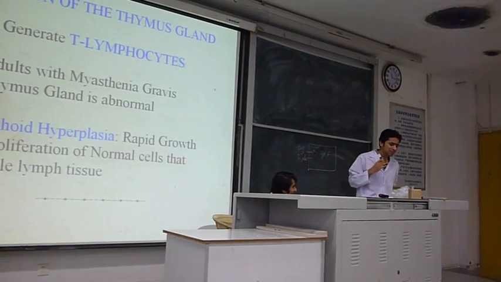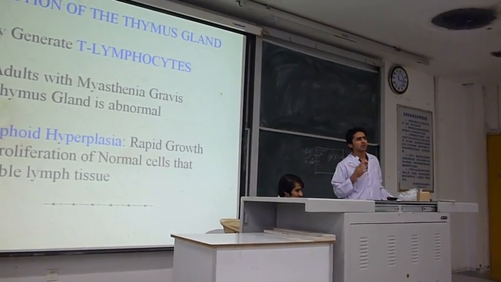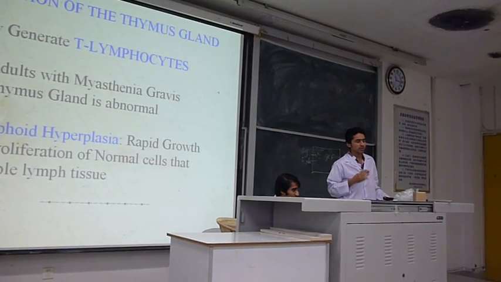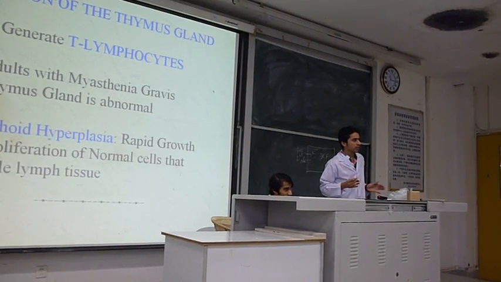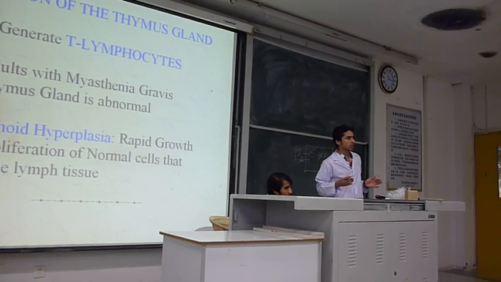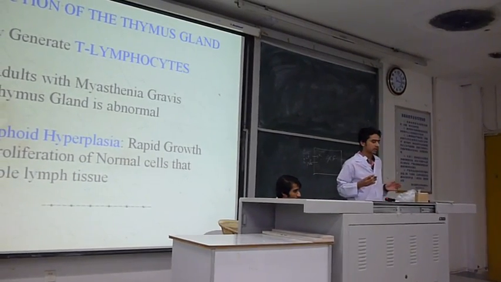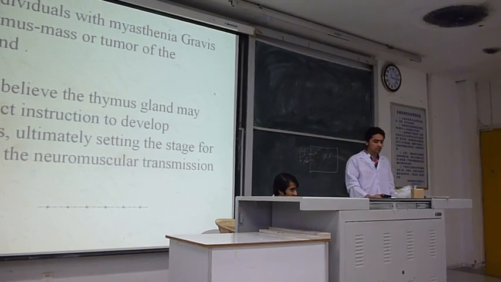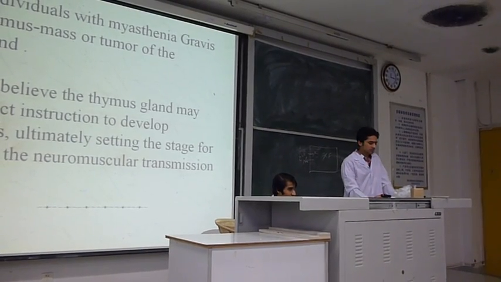In adults with myasthenia gravis, the thymus gland is abnormal and contains nests of immune cells, indicating lymphoid hyperplasia. Lymphoid hyperplasia is the rapid proliferation of normal cells that resemble lymph tissue. Some individuals with myasthenia gravis develop a thymus mass or tumor of the thymus gland.